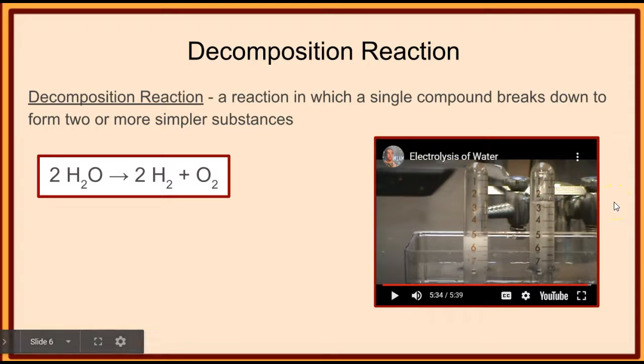So you can see in the video that the coefficients in our equation, that we take water and come up with 2-to-1 hydrogen to oxygen, is very easily seen in these test tubes where we had twice as much hydrogen and half as much oxygen, 2-to-1.